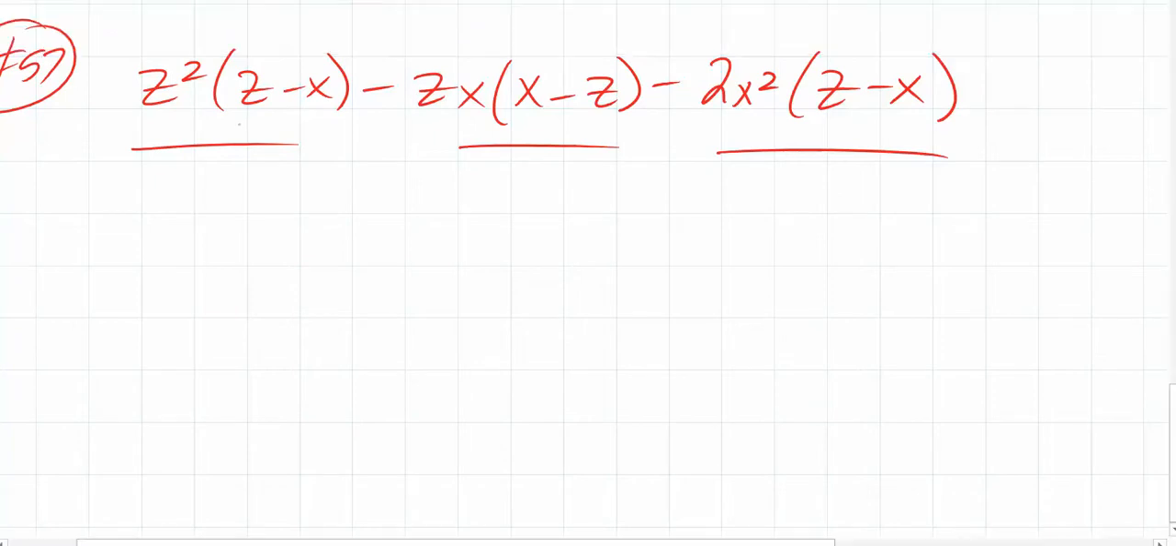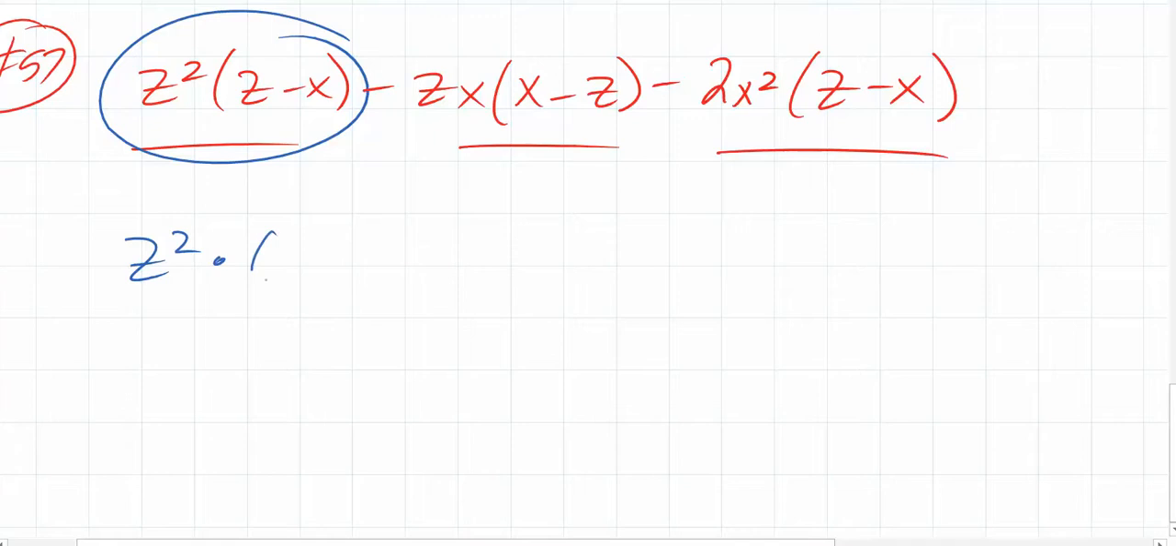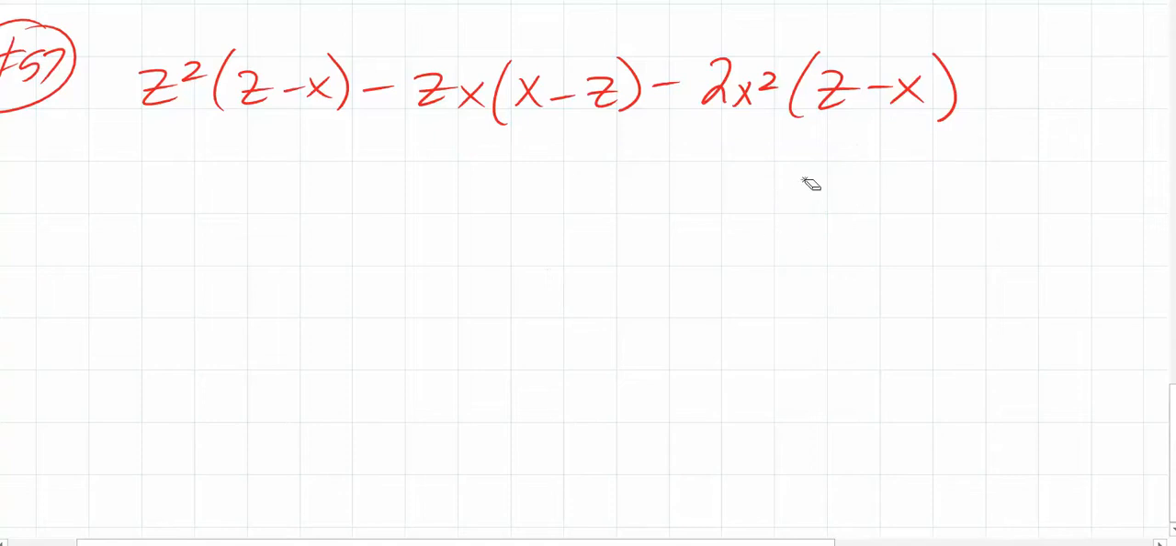This term right here is Z squared times Z minus X, right? So the 2 things you can work with are the Z squared or the Z minus X. Can you pull an X out of that? No, you can't. Could you pull a Z out of it? Yeah. Could you pull a Z out of this one? No. So as these are written right here, there's nothing you can factor out.